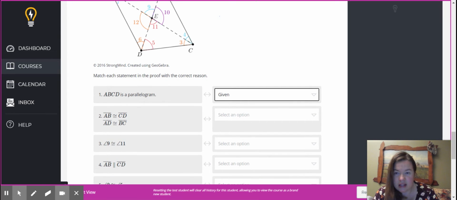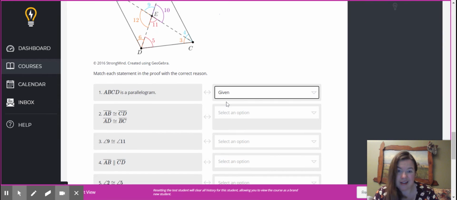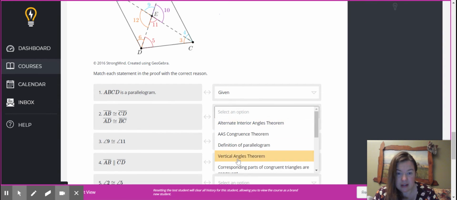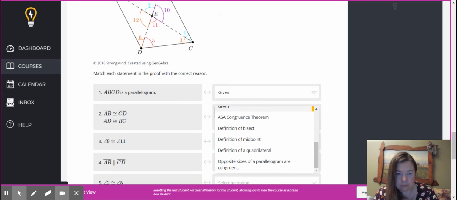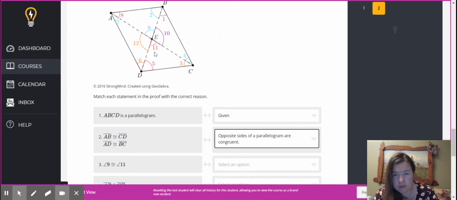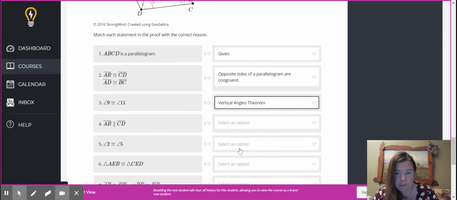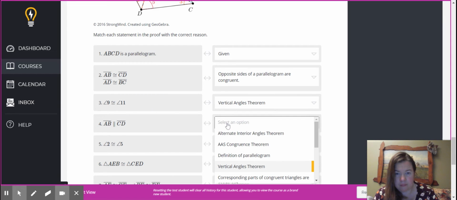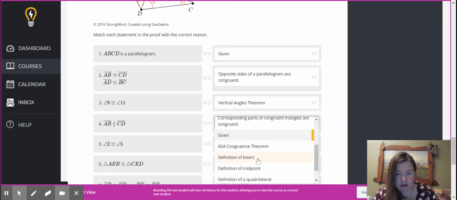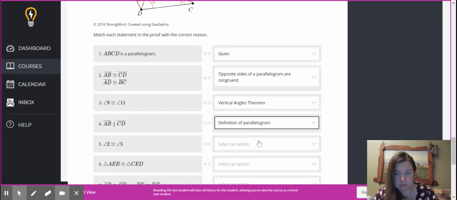Then this statement right here is saying that AB and CD are the same, and AD and BC are the same. And that's just what a parallelogram means. But we can say that as opposite sides of a parallelogram are congruent. And then 9 and 11, those are opposite of each other. They make V's, so they're vertical angles. And then AB is parallel to BC. Well, that goes back to it being a parallelogram, so definition of parallelogram. There we are.